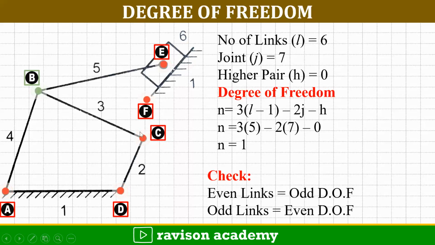Similarly, C is a binary joint which connects the links 2 and 3. And D is also a binary joint which connects 1 and 2. E is a binary joint which connects the links 5 and 6. And F is a slider joint which connects the fixed link 1 and the slider. So here the joints are 7, higher pair is 0. So the degree of freedom is 1 for this problem. Here also the number of links is even, so the degree of freedom will be odd.